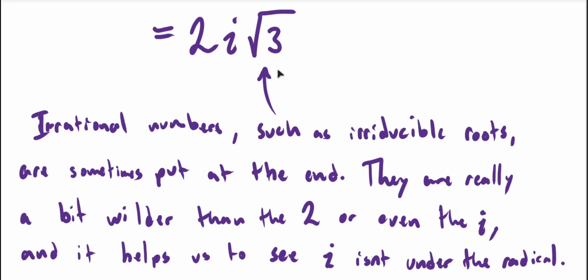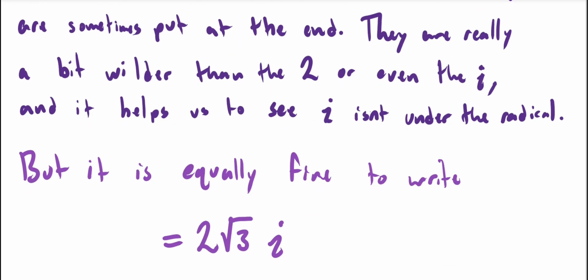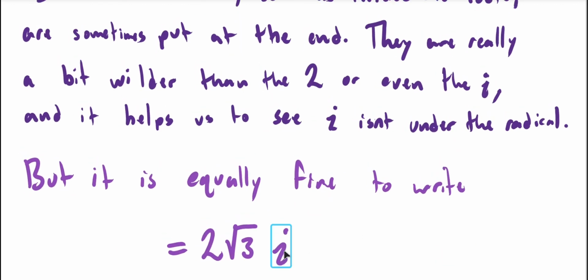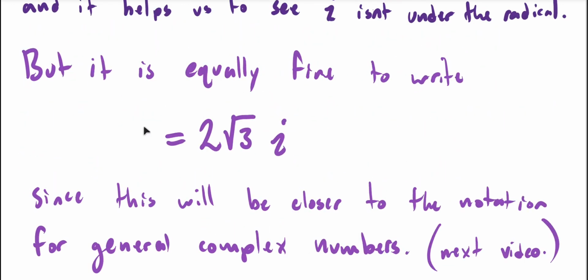The square root of 3, we talked about why irrationals are so weird last time. It's something that can only ever be approximately known in any finite sense. We can understand perfectly what that is. Now, that being said, it's also totally fine if you want to put the i on the end. This actually accords better with something called the standard form for a complex number, where we write its coefficient as a real number, and then we write our i. Both of these have their pros and cons. We'll talk more about standard form of general complex numbers in the next video.